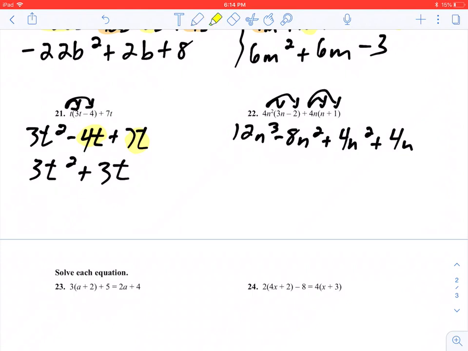Now, like terms, we have a square and a square, and everything else is kind of off by itself. So we have 12n to the third, and then we have negative 8n squared plus 4n, which is negative 4n squared, and then plus 4n. And there's your final answer, guys.